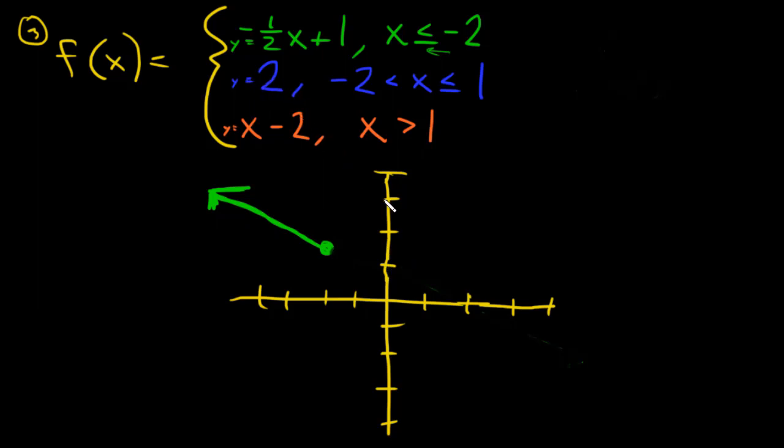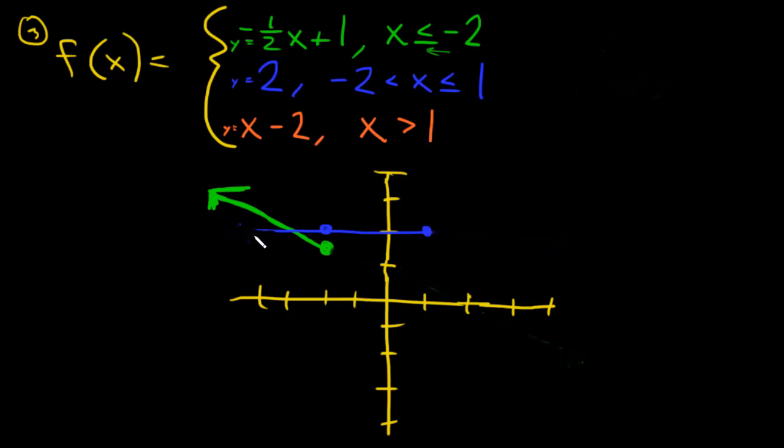And now I move down to the next piece. And that one is at y equals 2. So y equals 2 is going to be a horizontal line at y equals 2. Okay? And where does it live? Well, the domain of this function is between negative 2 and positive 1. X equals negative 2, x equals positive 1. So it doesn't live anywhere else, so I can erase all that.